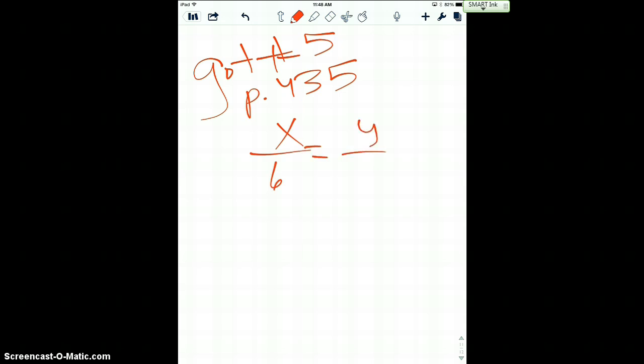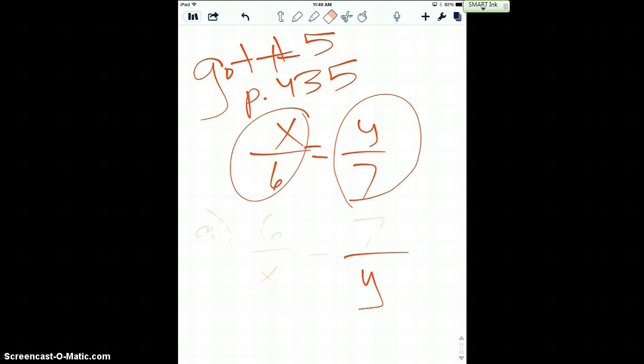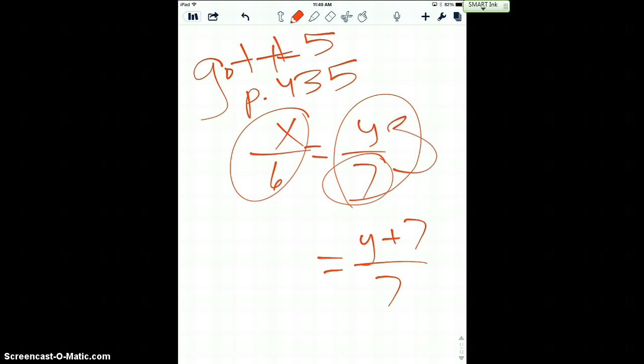Okay, here's the original. I'm starting in part A. It says 6 over x would be equivalent to what? Well, all they did was flip this. So I'm going to flip that. I'm not going to flip out. And I'm at 7 over y. Okay, then I'm going to go to part B. Something over something equals y plus 7 over 7. I wonder what they did. They took the 7, added it to that. So I'm going to take the 6 and add it to that. So I have x plus 6 over 6. Cha-ching, done. Part B, bye.